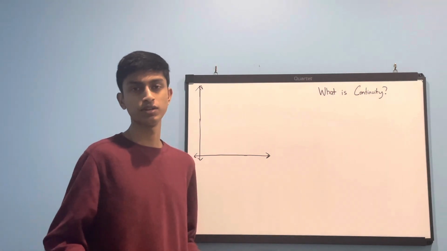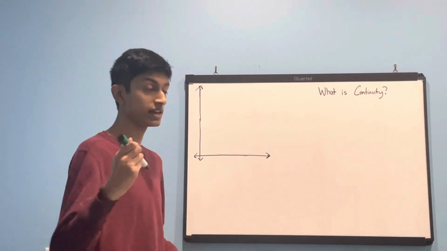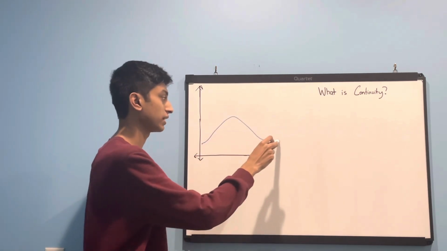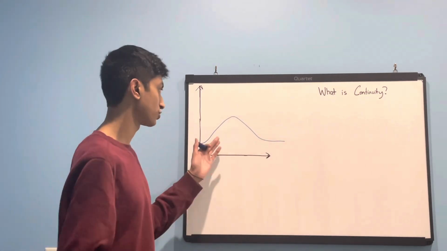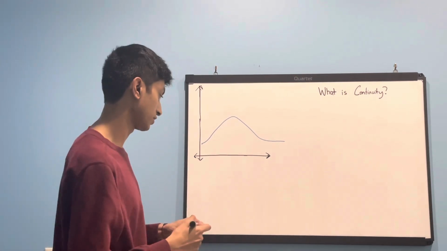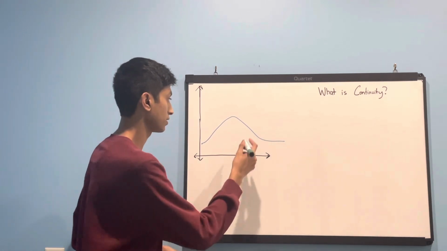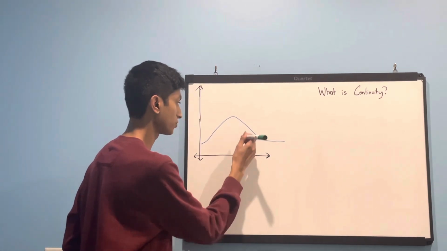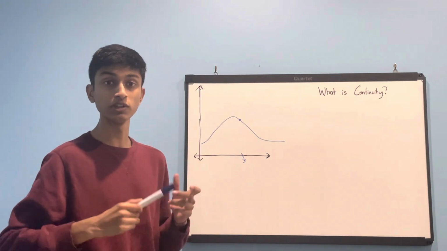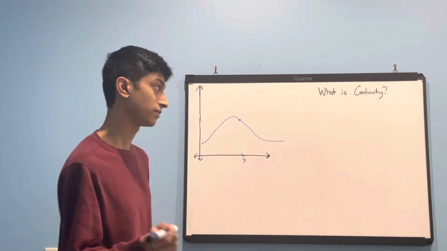What is continuity? Continuity is where you can take your pen or pencil, put it on the paper, and draw a complete line with no breaks in between. Now let's actually prove if this is continuous or not. Let's choose a point and we'll call this 3. We're going to use limits to define if it's continuous.